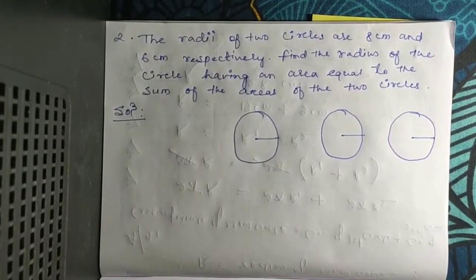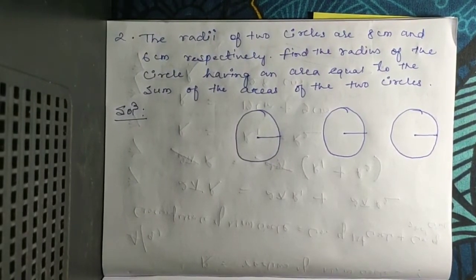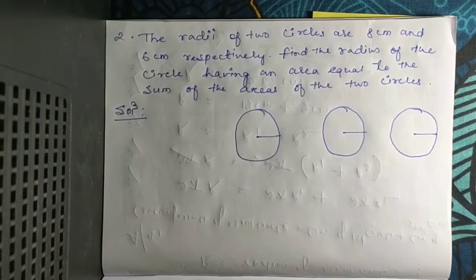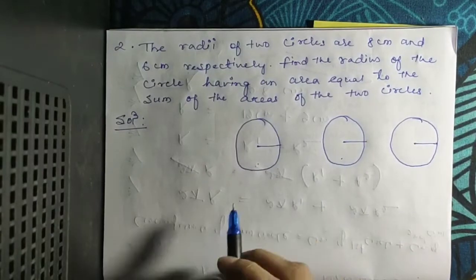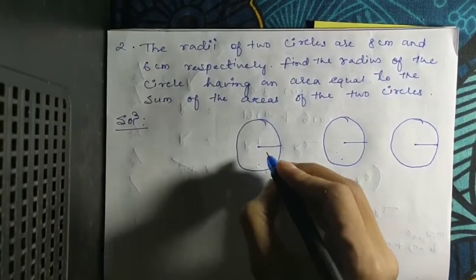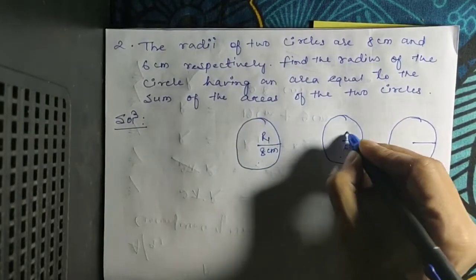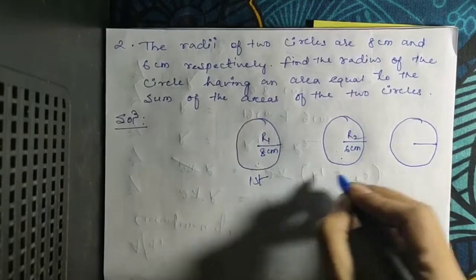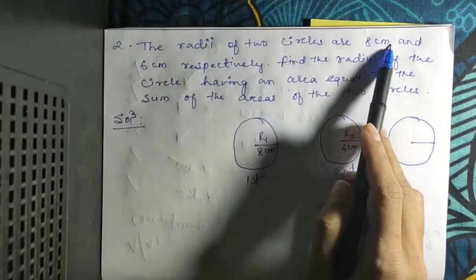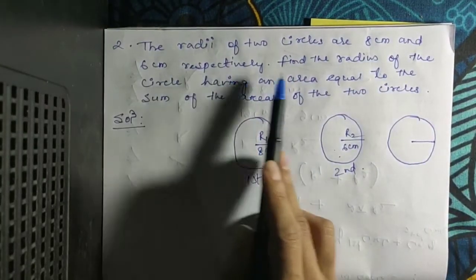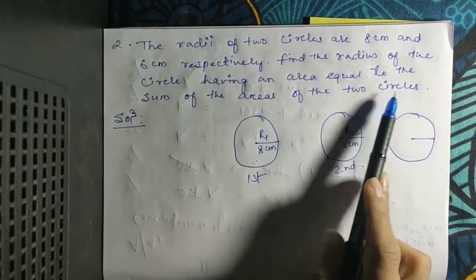Now the second question says the radii of two circles are 8 centimeter and 6 centimeter respectively. The radii of the first circle and the second circle are given. One is 8 centimeter and another is 6 centimeter. Let us name this one r1 and this one r2. This is the first circle, this is the second circle. Now, the question says: find the radius of the circle having an area equal to the sum of the areas of the two circles.